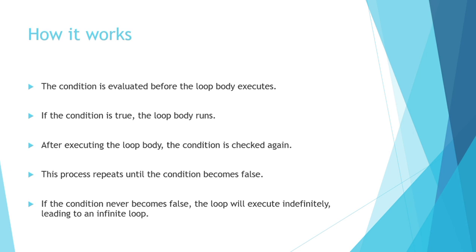Condition evaluation. The while loop checks a condition, a Boolean expression, before every iteration. If the condition is true, the code inside the loop executes. If the condition is false, the loop stops and control moves to the code following the loop. Execution flow. The condition is evaluated first. If the condition is true, the loop body runs. After executing the loop body, the condition is checked again. This process repeats until the condition becomes false.